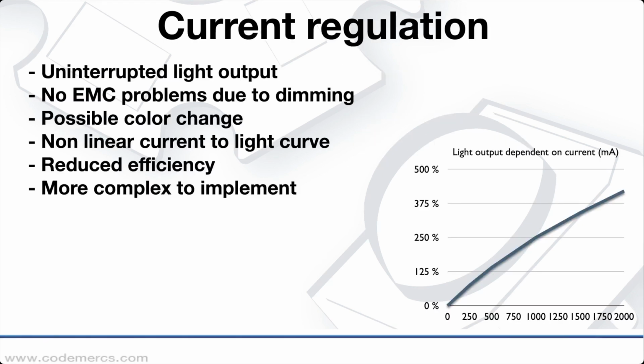Changing the current for dimming has the advantage of not interrupting the light stream and not producing EMC problems by dimming. But LEDs can change their color depending on the current, and there is a non-linear relation between the current and the light output as LEDs get less efficient at higher currents. And the driver topology is usually a bit more complex and not as efficient as other options.